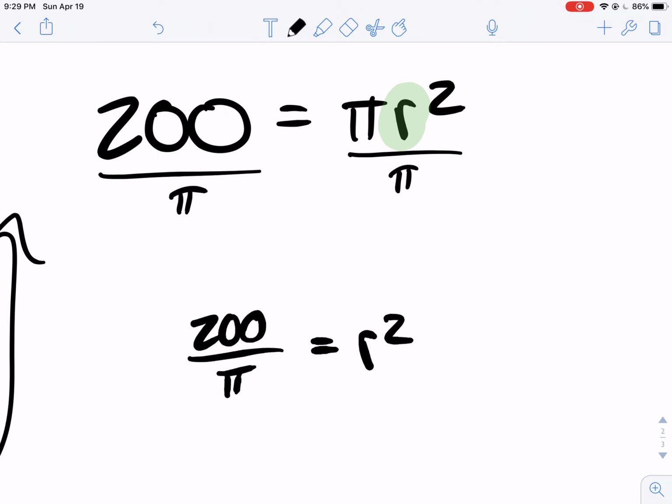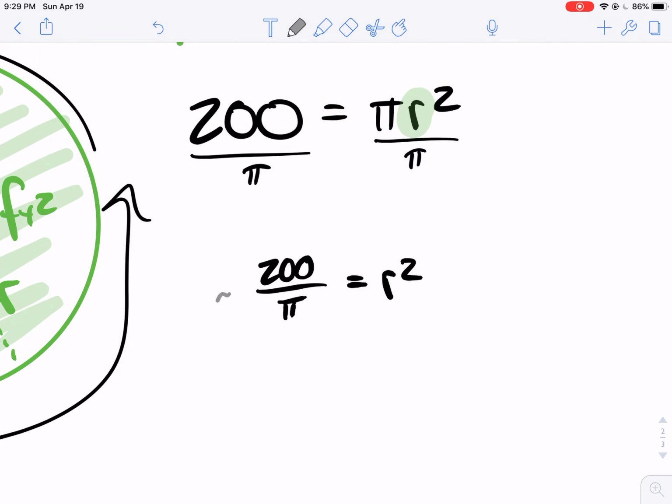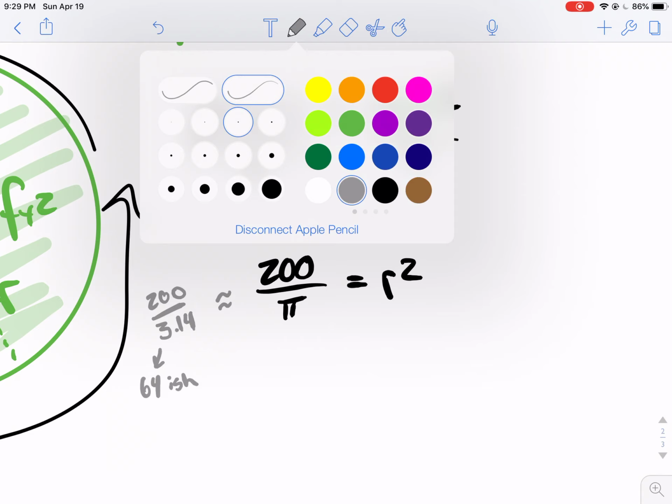Now 200 divided by pi is some number. I didn't even write it down, but I can approximate it for you real quick. This is a fun fact: 200 divided by pi is approximately equal to 200 divided by 3.14, which comes out to about 64-ish. But that's not important right now, just in case you're curious. This expression is about 64. But I like to be super precise.